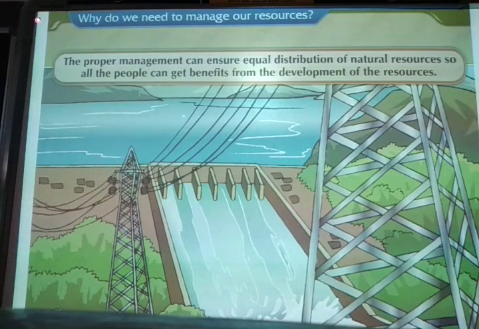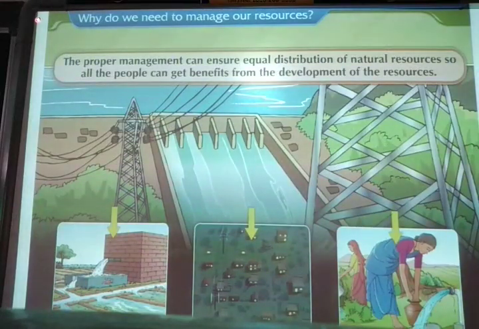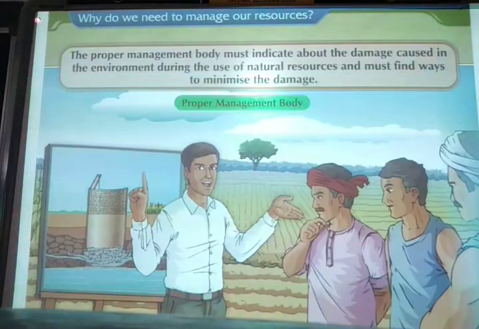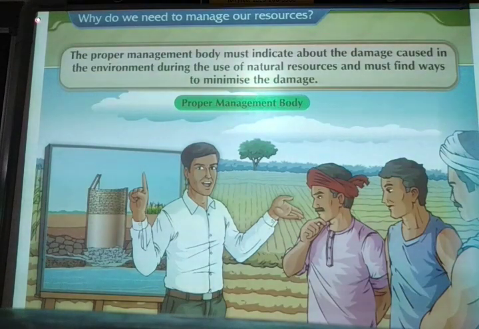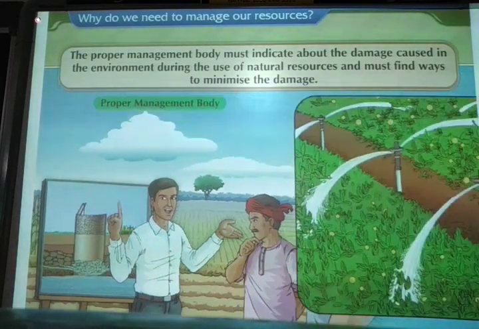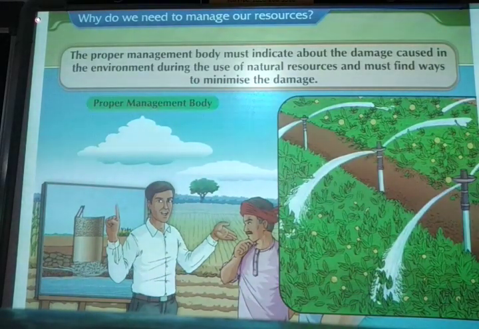The proper management can ensure equal distribution of natural resources so that all the people can get benefits from the development of these resources. The proper management body must indicate about the damage caused in the environment during the use of natural resources and must find ways to minimize the damage.